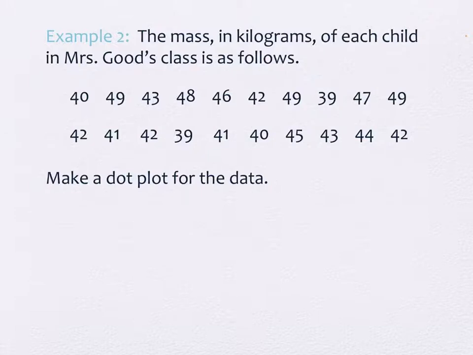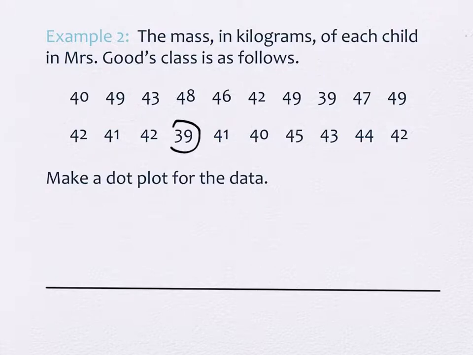So here's the way we make a dot plot. First, you're going to draw a horizontal line, and you need the smallest value and the largest value, at least, marked on that line. So what is the smallest value? In all of that data, which numbers are smallest? 39. And which number is our largest? There's a 49. So I need a smallest value and a largest value.